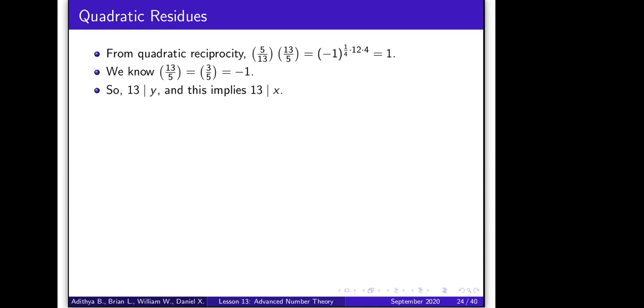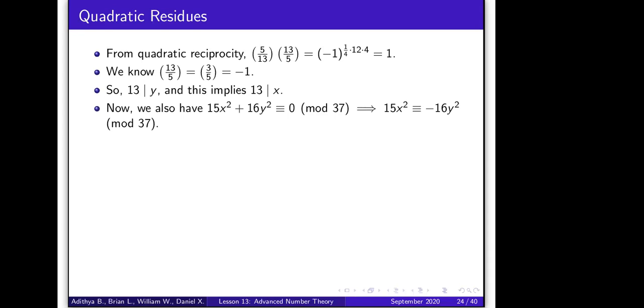And if we look at that equation again, like x squared equals 5y squared mod 13, we see that 13 also has to divide x. So we have 13 divides x and y. Now let's try to see if we can do something similar with mod 37. So we have 15x squared is equal to negative 16y squared mod 37.